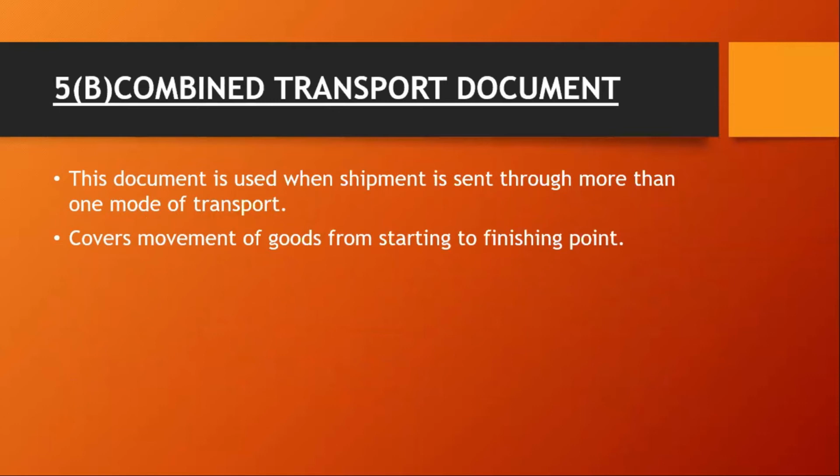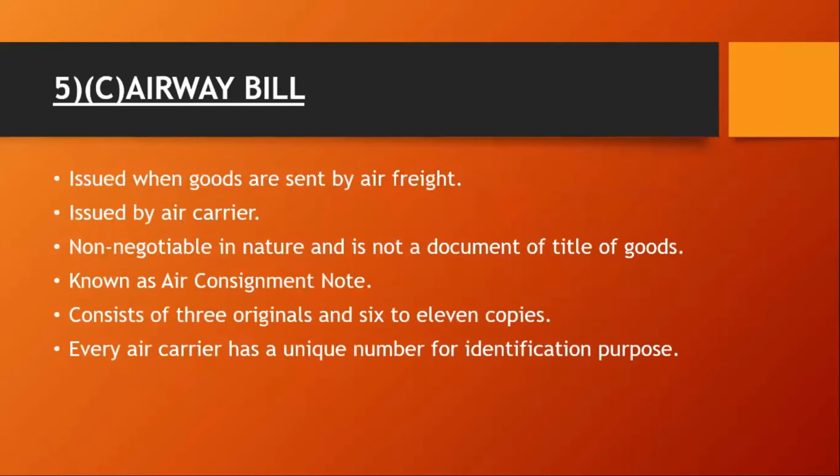It covers the movement of goods from the starting to the finishing point. Coming on to the third category of transport document, we have airway bill. Airway bill is issued when an air carrier transports the goods from exporter's country to importer's country.